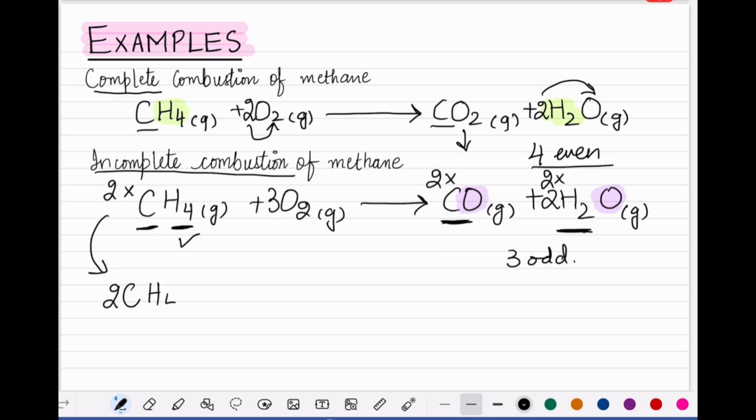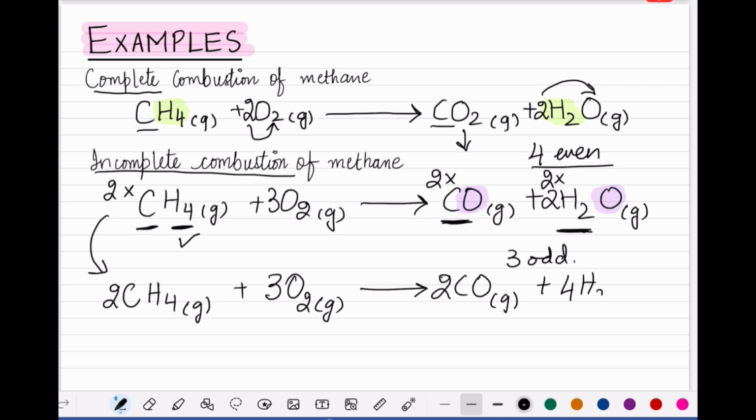2 volumes of methane react with 3 volumes of oxygen, forming 2 volumes of carbon monoxide with 4 volumes of water vapors. So this is the balanced equation for the incomplete combustion of methane.